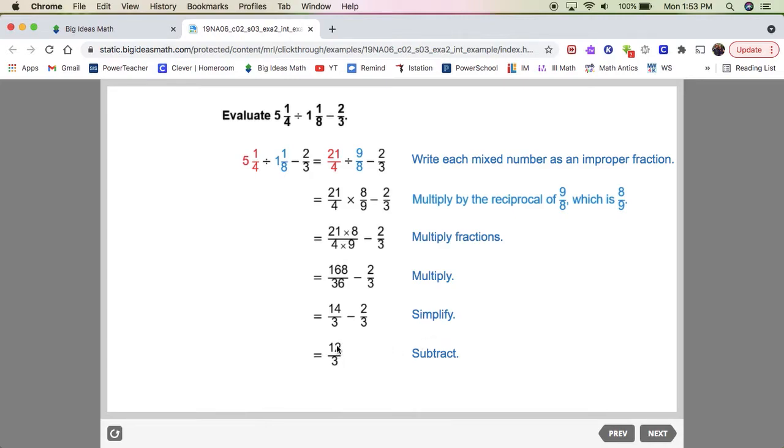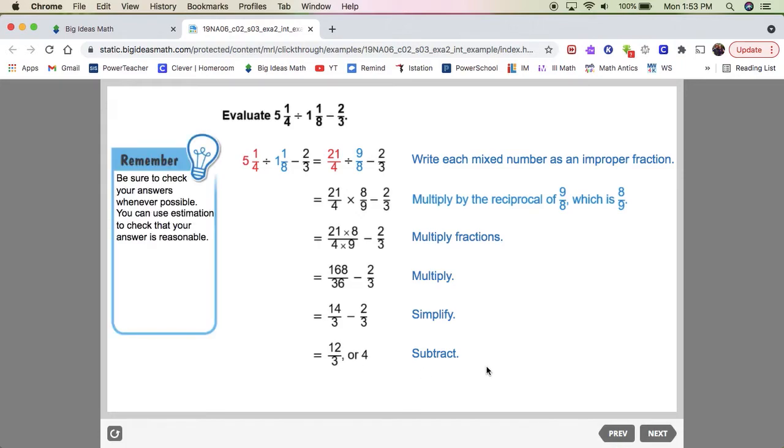And as we all know, a fraction is just a division problem. 12 divided by 3 is 4. You can use estimation to check your answers to see if they're reasonable. This is close to 5. This is close to 1. 5 divided by 1 is 5. 5 minus 2/3, or 5 minus 1, would be 4. So it's a reasonable answer.